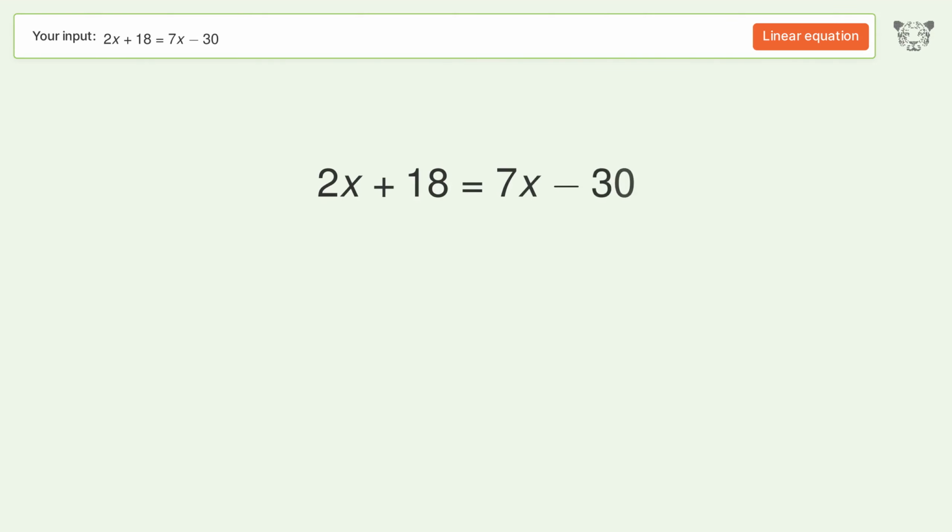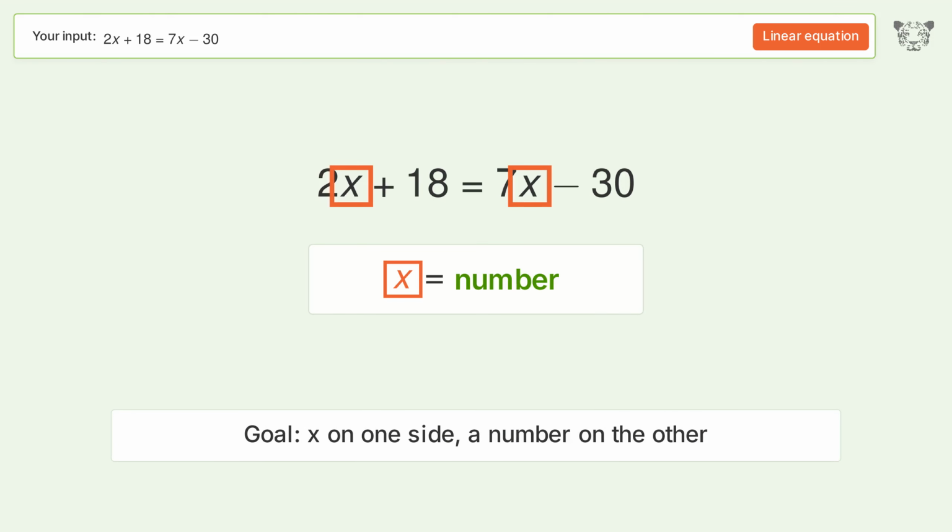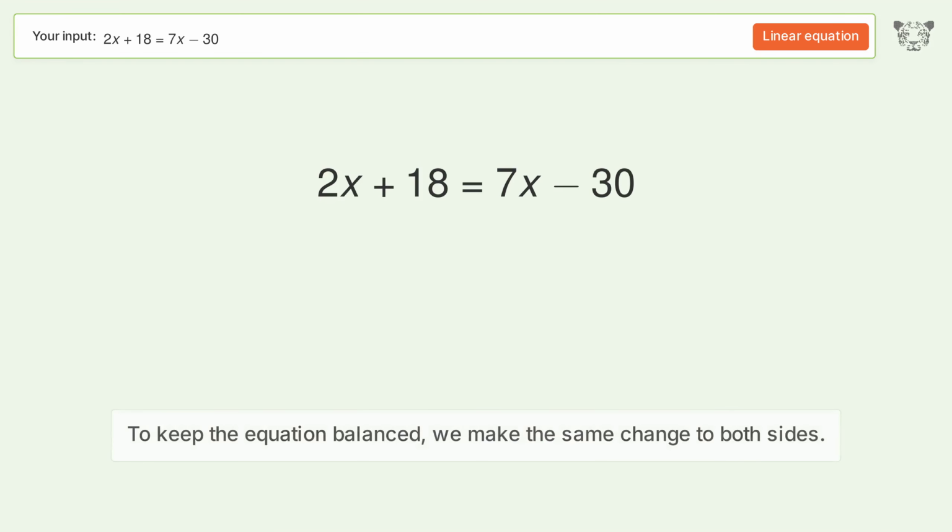Here is the linear equation we are asked to solve. 2x + 18 = 7x - 30. Solving means isolating x on one side with a number on the other. Let's do this step by step. To keep the equation balanced, we make the same change to both sides.